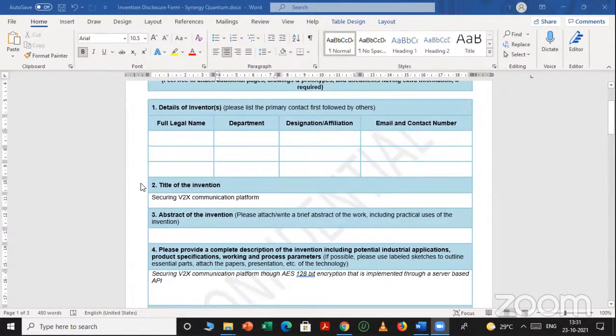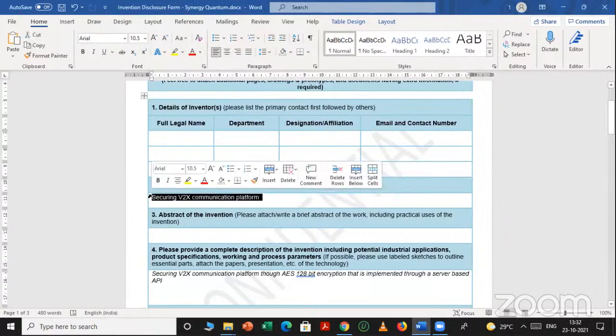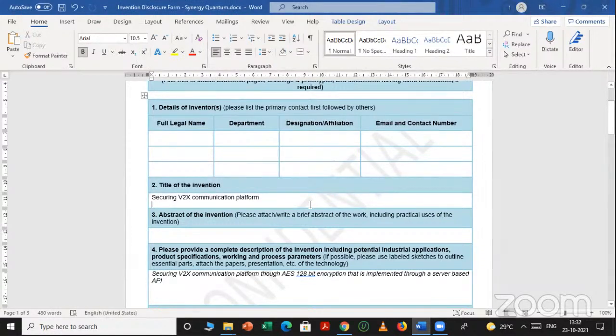Another section is the title of the invention. Considering you are already seasoned researchers, you know what this means. Just like any technical paper, IEEE or Nature paper, you have to describe the title of your invention. But here, the title should be central to the idea of the invention. It should not be vague when you are going to file a patent.